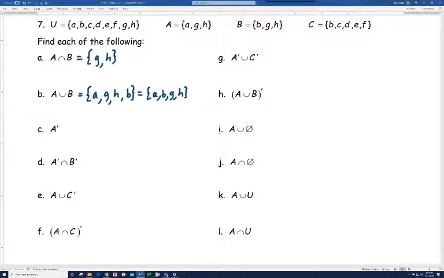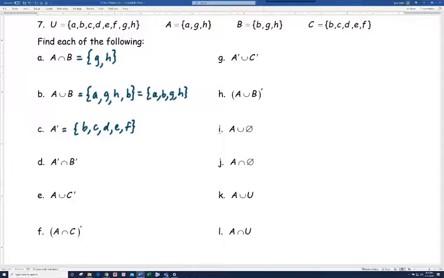All right, A complement. Okay, so A complement is all the elements that are in the universal set that are not in A. So if you literally cross off, let's see, A has A, G, and H in it. So what's left? Well, basically B through F. And so that's going to be A complement: B, C, D, E, and F.